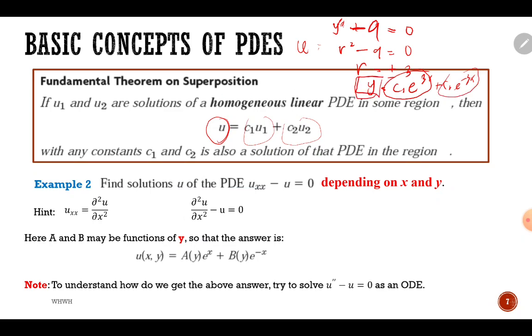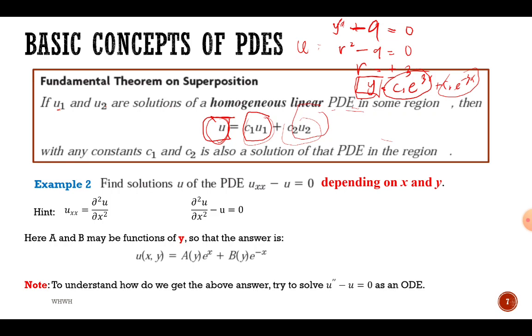So sama juga dengan PDE, kita ada solution, first solution and the second solution. Okay, so it's mentioned that if U1 and U2 are solutions of a homogeneous linear PDE, then U ni pun is considered a solution of the PDE. That's it je benda yang nak bagi tahu.